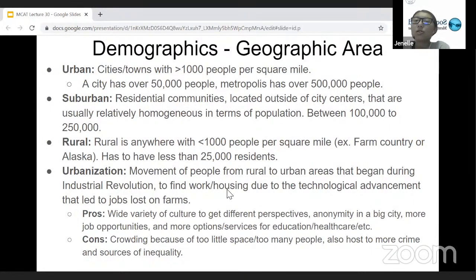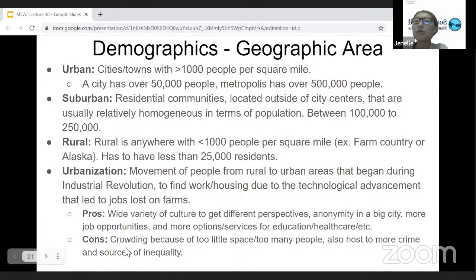And so some pros of this are the wide variety of culture, to get different perspectives and understand all of this. They also, most people have more anonymity in a big city. There are also more job opportunities and more options or services for education, healthcare, and many other services for the general population.